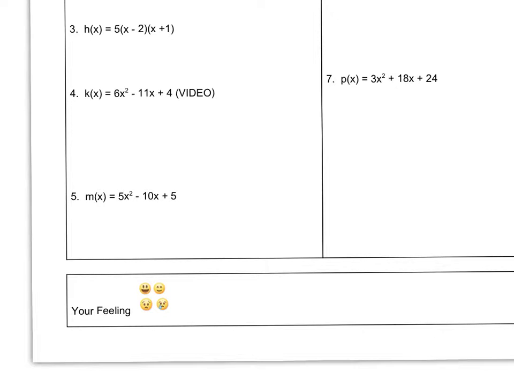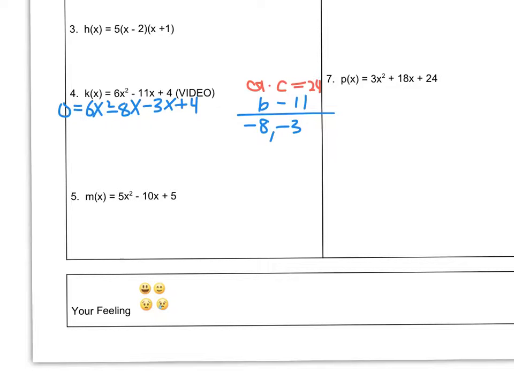Jumping down to number 4, here we've definitely got some factoring going on. I'm going to go with a times c is equal to 24. We've got a b value of negative 11. Things that multiply to 24 and add up to negative 11 are going to be negative 8 and negative 3. When we set this up, we've got 0, of course, because we're finding zeros, 6x squared minus 8x minus 3x, and then plus 4.